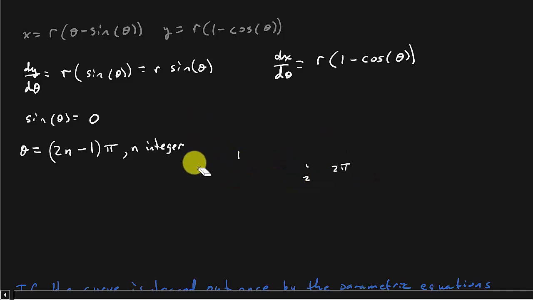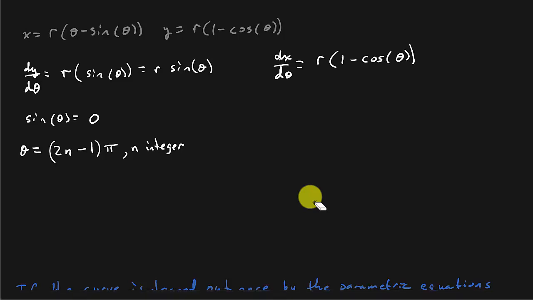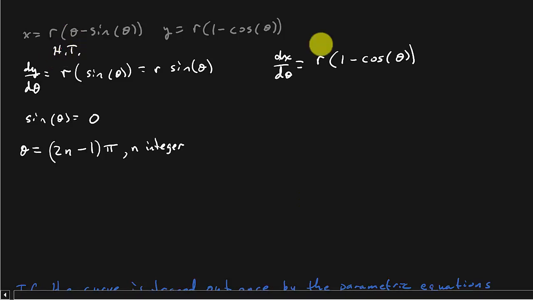All right. So that's where we have our horizontal tangents. Okay, that's our horizontal tangents. Now, let me just label this HT, that's our horizontal tangent, and then let's label this vertical tangent. So remember, the vertical tangent, that's where dx d theta is equal to 0. Well, we don't have to worry about the r. That's just when the 1 minus cosine theta is equal to 0, which tells me cosine theta equals 1.